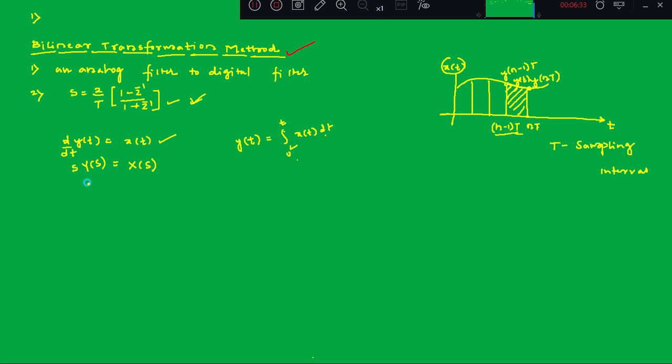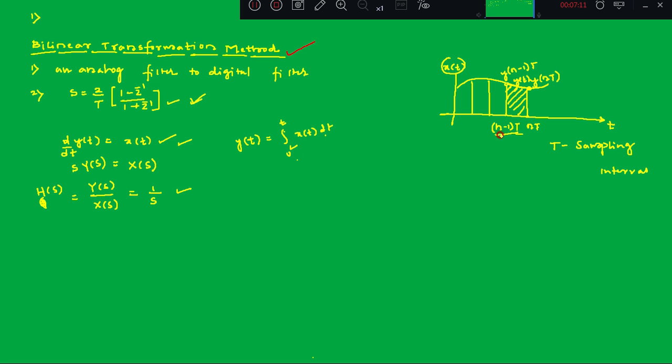Understood? So if I write Y of s divided by X of s, what you will get? This will give you 1 by s. So what is this Y of s divided by X of s? This is nothing but some transfer function, so I can write it as G of s or simply H of s in the s domain. So this is a transfer function in the s domain. Understood? So now let us apply the actual limits for both the LHS as well as the RHS.